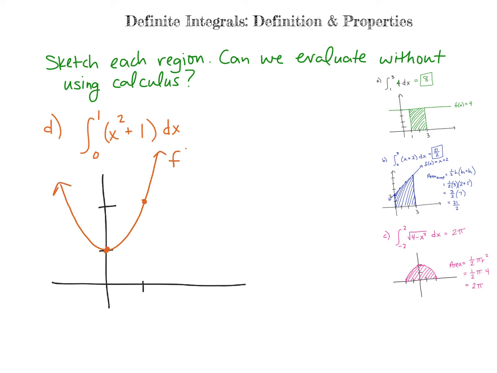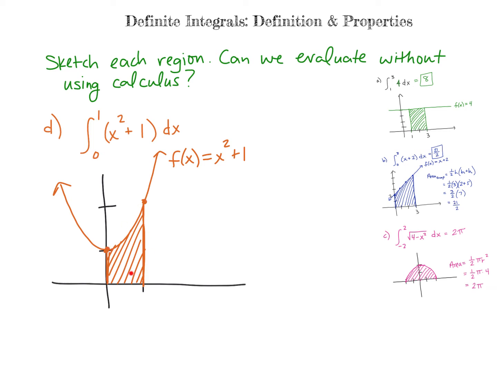That's our function, f of x equals x squared plus 1. And we want the area under the curve from 0 to 1. So we want this value here, the area of this region. Now we're not able to use geometry here because this is a curved shape. If this was a straight line, then it would be a trapezoid. And it really is close to a trapezoid. I mean, we could estimate this pretty well.